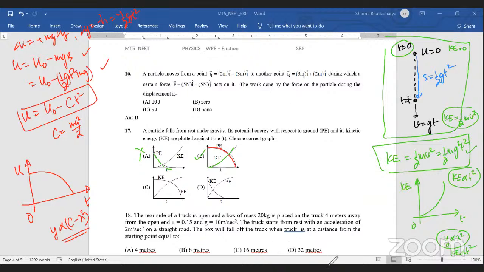Okay, so hope this is clear. Just make a note of this, then we will discuss question number 18 next. Rahil, hope this is clear to you also.